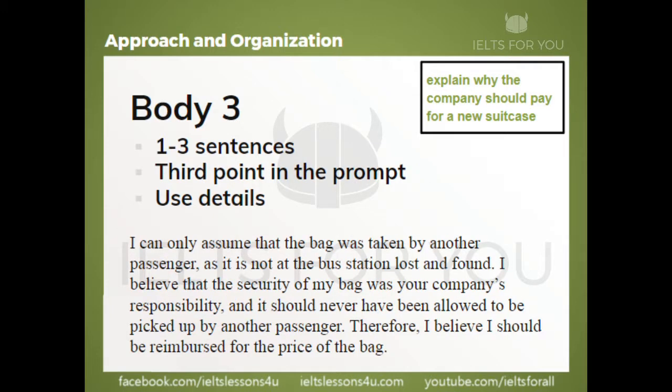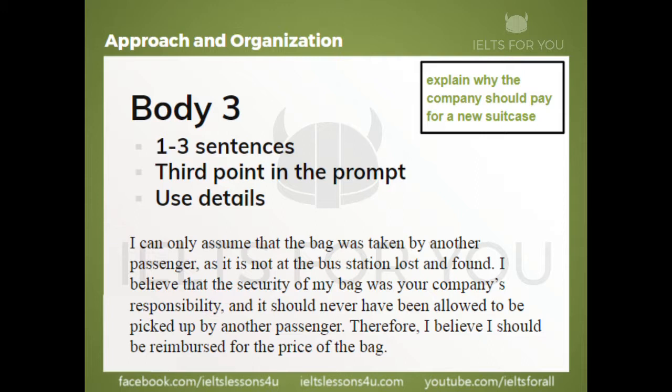Body 3, we're focusing on the third point in the prompt, and that was explain why the company should pay for a new suitcase. That is our goal. We need to explain the reason why. The key there is why. You have to explain why. Now this is also fairly complicated, so we're using 3 sentences again.